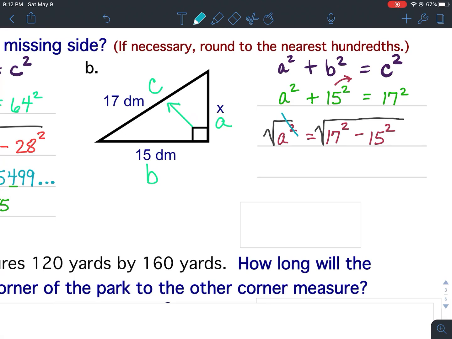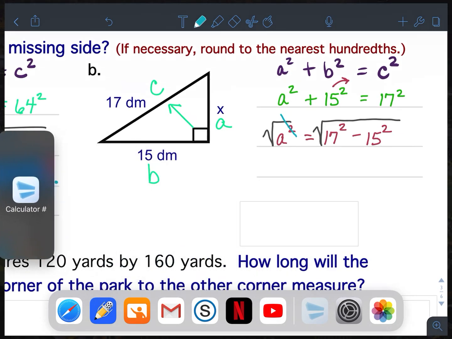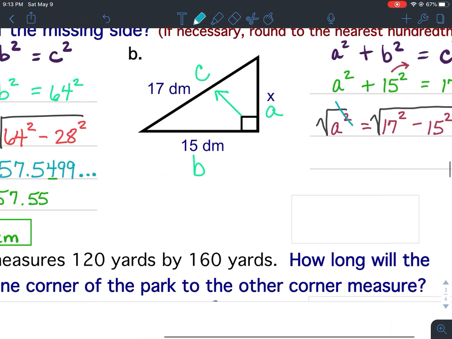And put that in our calculator. Clear that out. So I take the square root of 17 squared minus 15 squared. We're finding a leg, so we're subtracting. And it has to be the larger number minus the smaller number. If you would put in 15 squared minus 17 squared, it's going to come up with an error. All right, so the square root of 17 squared minus 15 squared is 8.